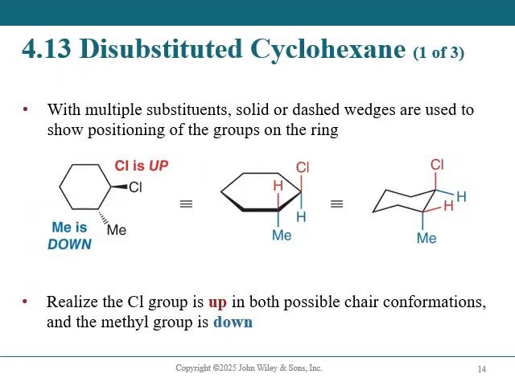Now, when we have disubstitution, two substituents, solid or dash wedges are used to show positioning of the groups on the ring. So you can do this. You have a methyl group and you have chlorine. So chlorine is up, is coming towards us. That's why we have a solid wedge, whereas a dash wedge is away from us, behind the screen, so to speak. So you can translate that into this structure right here or into this structure right here. It really depends on the context, what information you're looking to get out of the system.